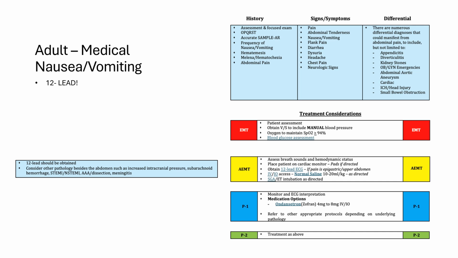Nausea, vomiting. I did do this. Ondansetron, you can give 4 to 8 milligrams. Two doses of 4 is probably what I would do if they're really painful. Next slide. Oh, go back. 12 lead. Don't forget a 12 lead in your nausea and vomiting. I've seen multiple STEMIs because they just are nauseous or vomiting. So, do a 12 lead.